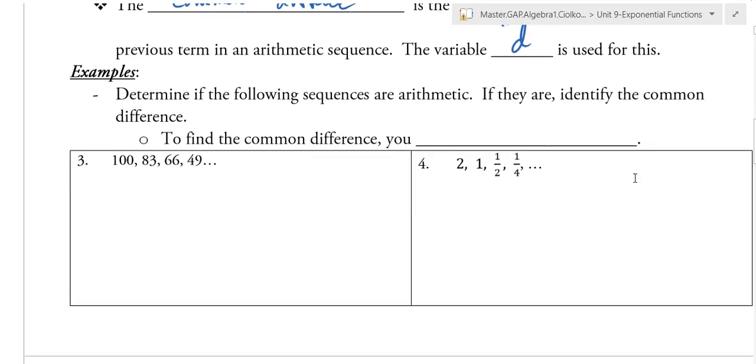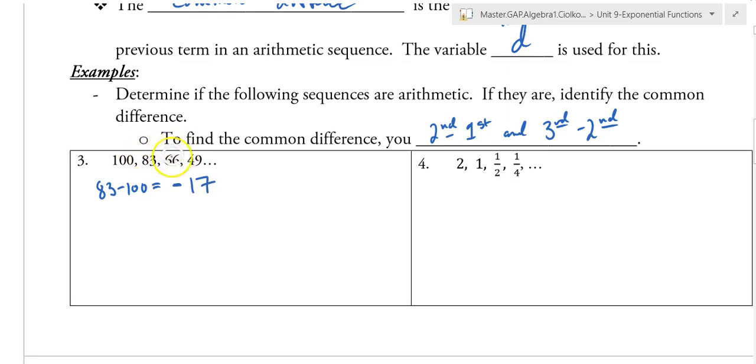Alright, for these ones, we are going to determine if the following sequence is arithmetic. If they are, identify the common difference. So, the way to figure that out, we're going to do second minus the first term, and third minus the second term. So we're just going to check to make sure we're doing the same thing over and over. For that, the second term minus the first term, so I'm going to do 83 minus 100. For that on the calculator, we get negative 17.